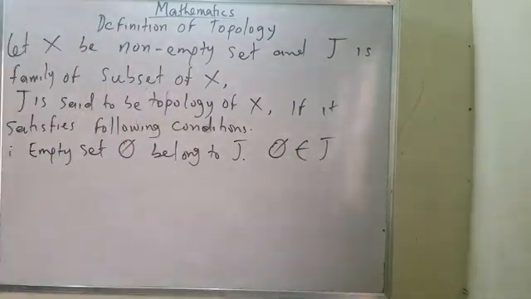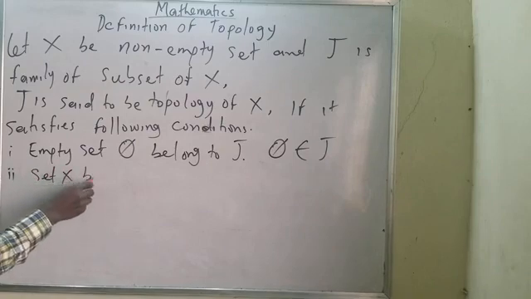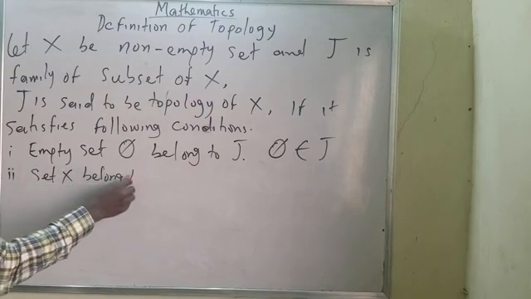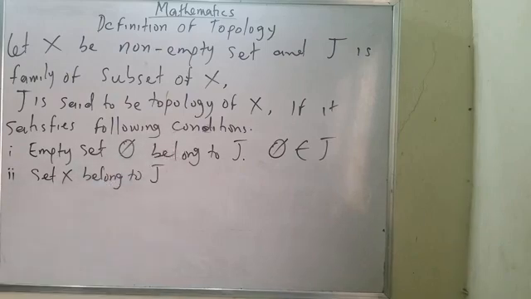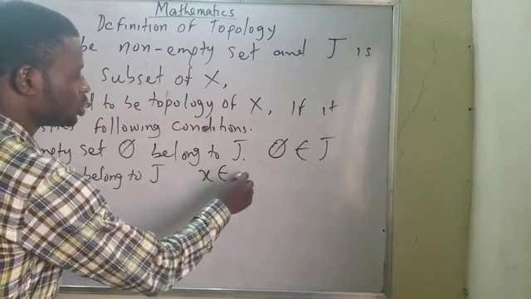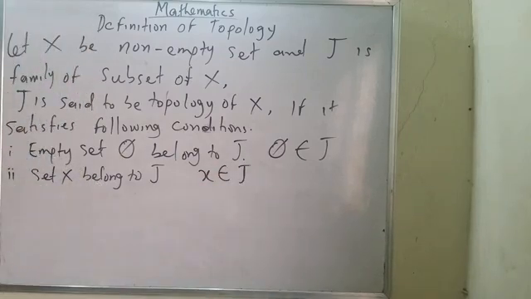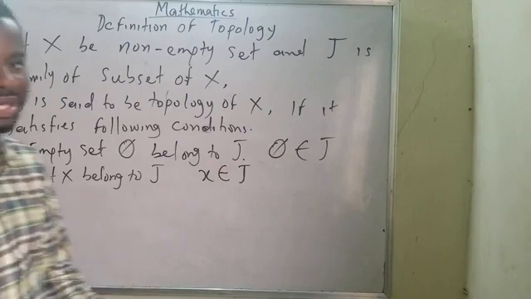Now, number two: the set X belongs to tau also. It means, what am I trying to say? My X belongs to tau. Very, very important. Now, let me quickly explain these two before I go to the last two.